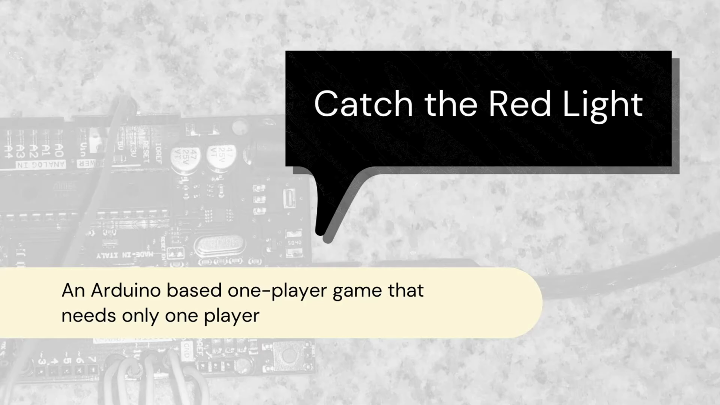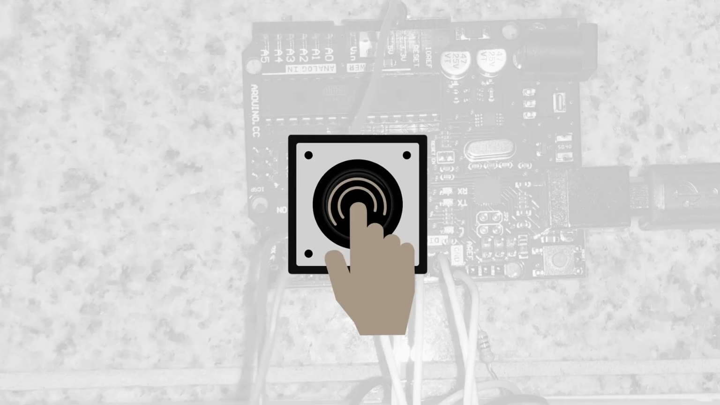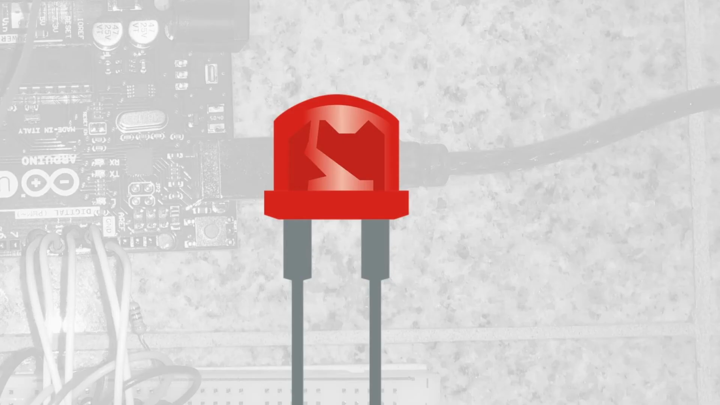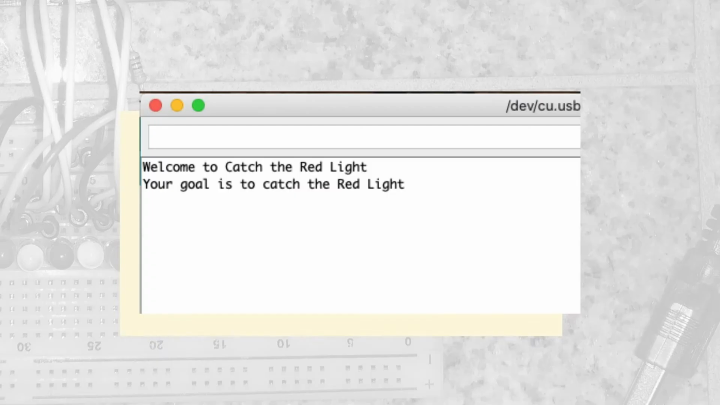Catch the Red Light is an Arduino based game which needs only one player. The task of the player is to press the push button when the red LED is lit up. Before all else, the serial monitor will read, "Welcome to Catch the Red Light. Your goal is to catch the red light."